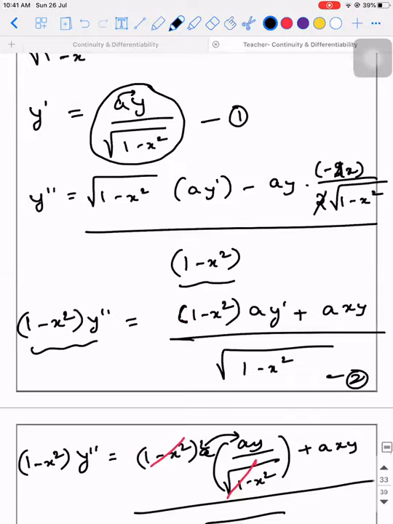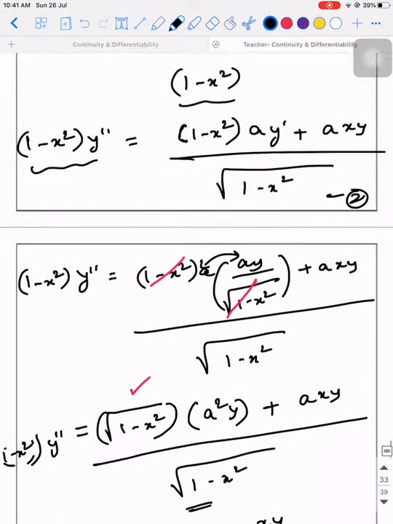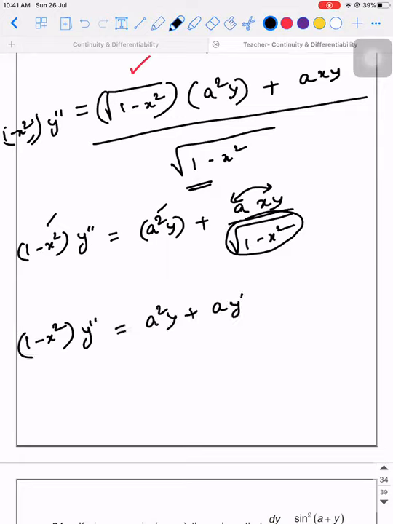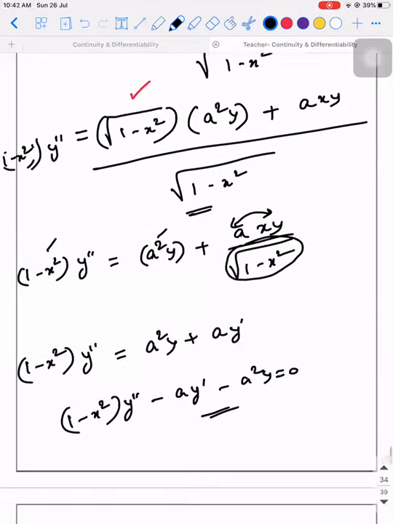This ay divided by root of 1 minus x square is what? It is y dash. So 1 minus x square into y double dash is equal to a square y plus a into y dash. So 1 minus x square into y double dash minus ay dash minus a square y equal to 0. Got it? Yes, sir. This is what they asked us to prove, no?